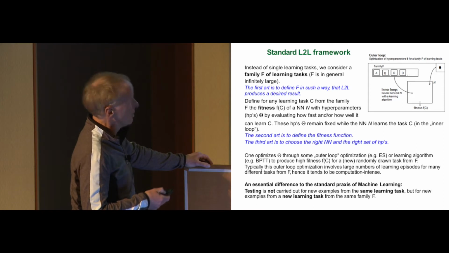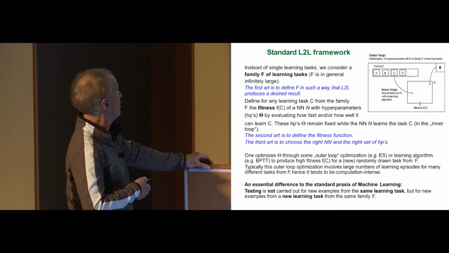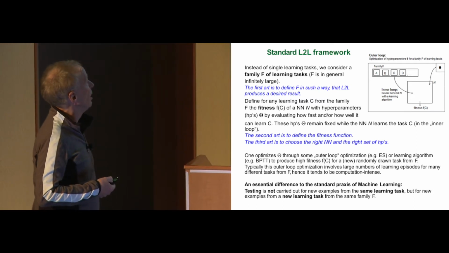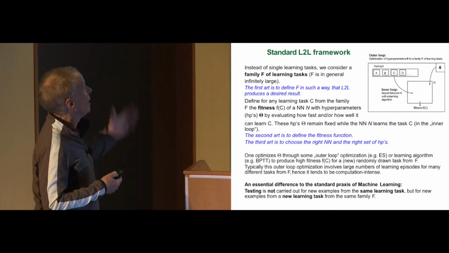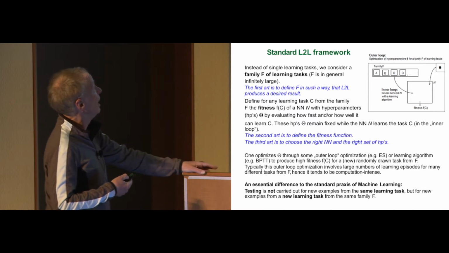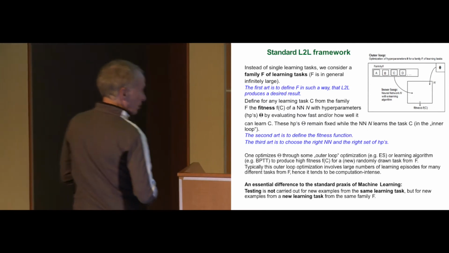And then the testing also is done in a completely different way than standard in machine learning. You all know you test on new examples, but from the same learning task. Here, you draw a random learning task, in general a new learning task, if the family is infinitely large, and you test on a new learning task. So this is, I think, an important difference.